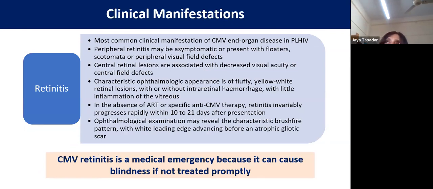Okay, because if the lesions were initially in the peripheral part of the retina, it causes retinitis. So if it is in a peripheral part of the retina, you may have peripheral visual field defects which the patient may not tell you about.